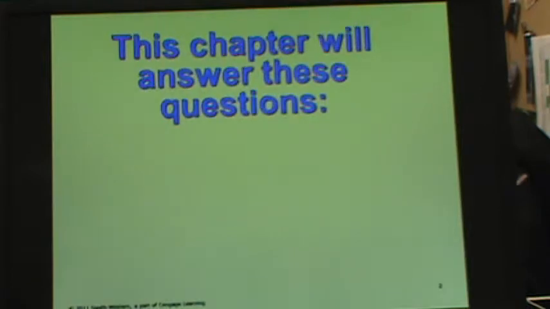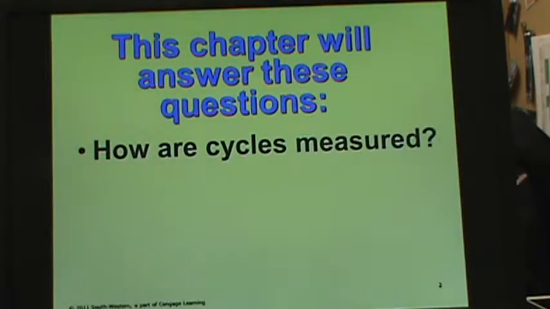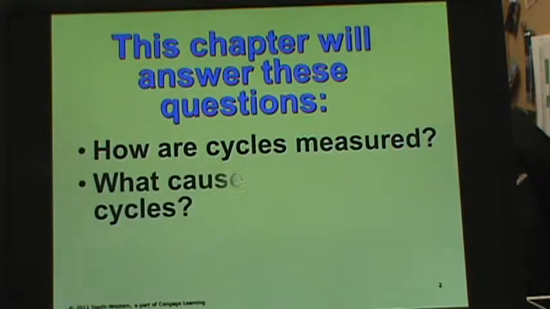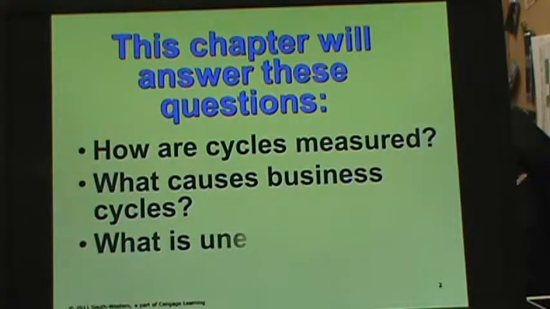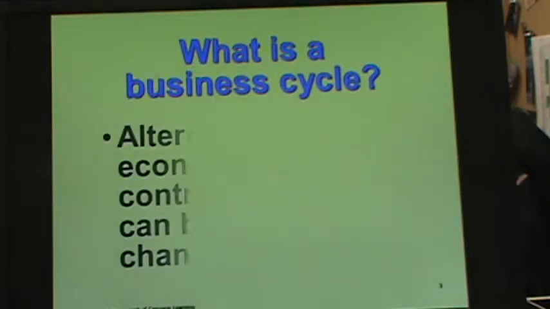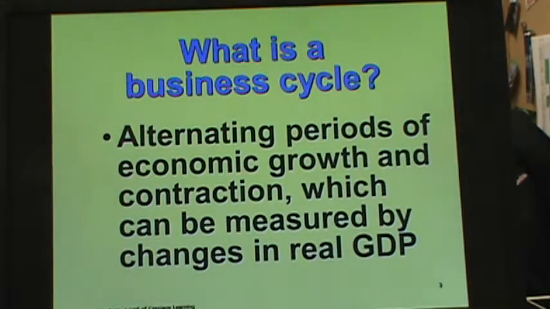So in this chapter we're going to answer these 3 questions. How are cycles measured? What causes business cycles? What is unemployment? So a business cycle is the alternating periods of economic growth and contraction, which can be measured by changes in real GDP, which we talked about last chapter.